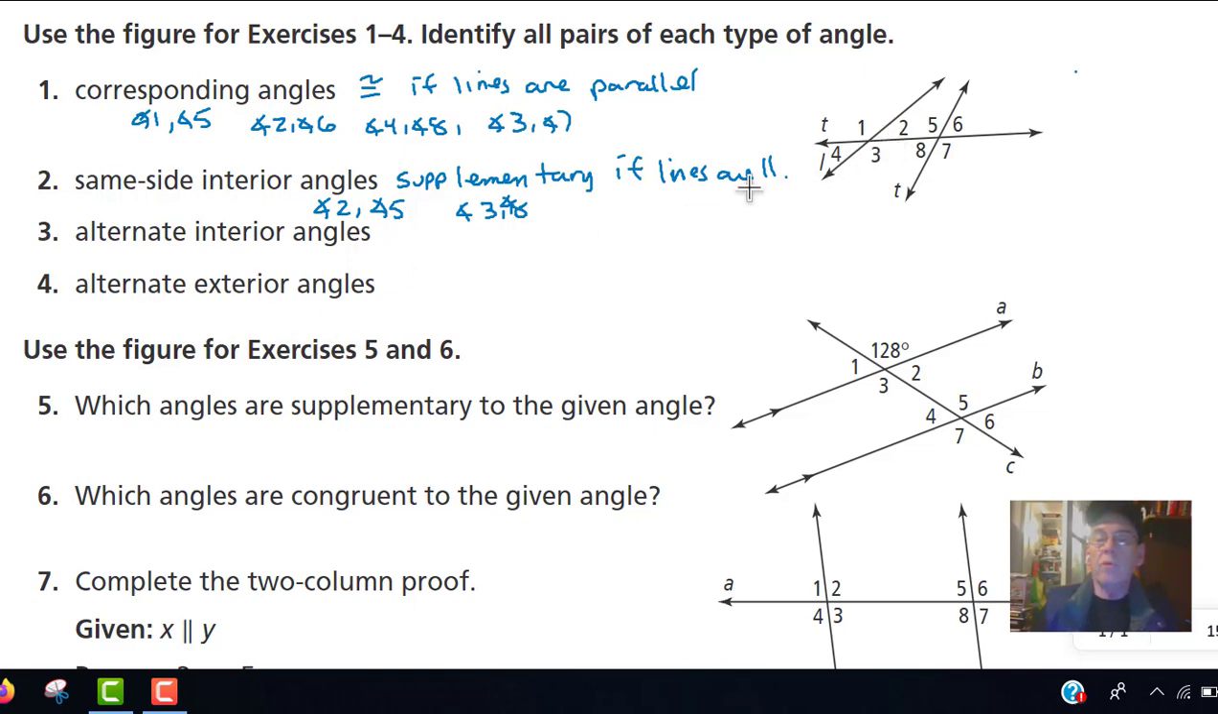Now, if these lines were parallel, we could say that these would have to add up to 180 degrees. Alternate interior angles are opposite corners, inside angles. They're alternate and inside. So if the lines are parallel, then alternate interior angles would be congruent. So congruent if and only if lines are parallel. And pairs of alternate interior angles would be angle 2 and angle 8, and angle 3 and angle 5.